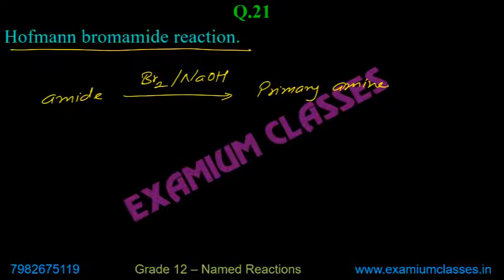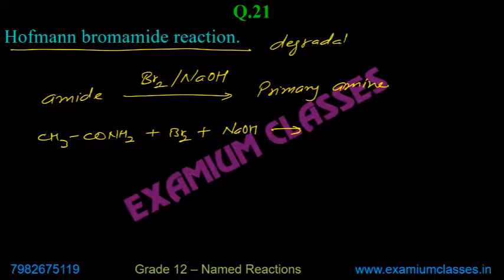Now, the amide will be anything, say for example, CH3CONH2. I think the coefficient is 4, but I'll balance it. And this is degradation. Okay, it is Hofmann bromamide degradation. That's why it is also called degradation. The reason is we get an amine of one carbon less than the amide. So if there are two carbons here, the amine will have only one, CH3NH2. That's why this is known as Hofmann bromamide degradation.